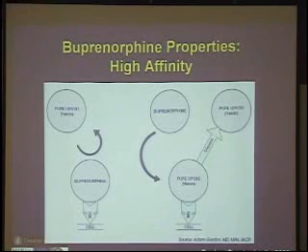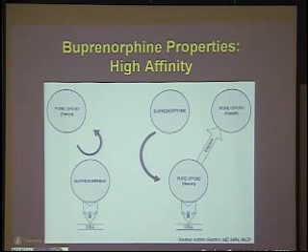Here's a high affinity issue. This is why it's really attractive for many providers. Buprenorphine sticks on that mu opiate receptor extremely well and very tightly. So if you look on the left side of the slide, you have buprenorphine sticking on that mu opiate receptor. If someone injects heroin, heroin doesn't get on that receptor, therefore it acts like a blocker.